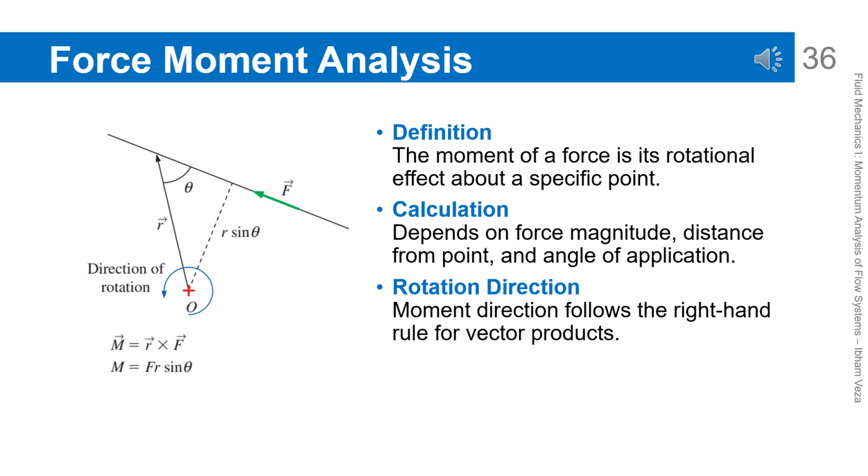Its magnitude depends on the force magnitude, the distance from the reference point, and the angle between the force and the moment arm. Mathematically, the moment is expressed as the cross product of the position vector and the force vector. This concept is very important in the analysis of equilibrium and rotational motion. In fluid systems, force moments are often related to shaft torque.